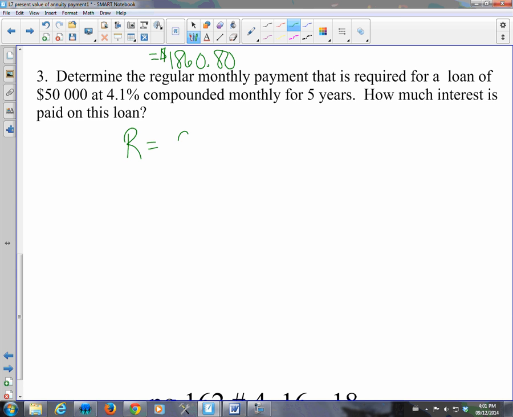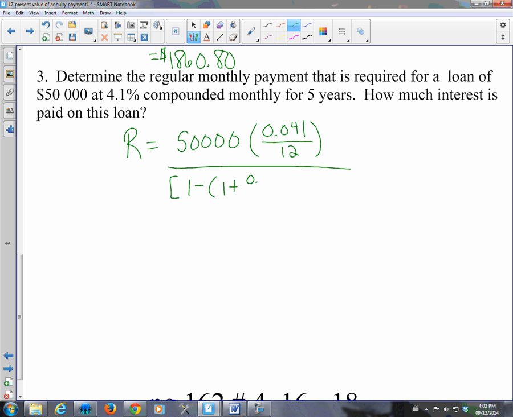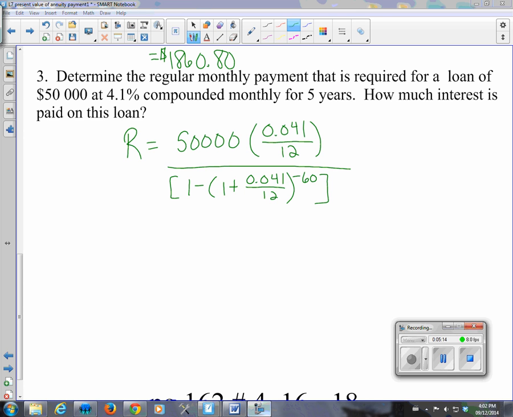So the present value, the amount of the loan, is $50,000 times our interest, 0.041 divided by 12, because it's monthly. And then I've got 1 minus 1 plus 0.041 over 12. We're compounding monthly for 5 years, so negative 60. All right, so let's see if we can get the same answer on our calculator. So I've got $923.08 per month. How much interest is paid on this loan?